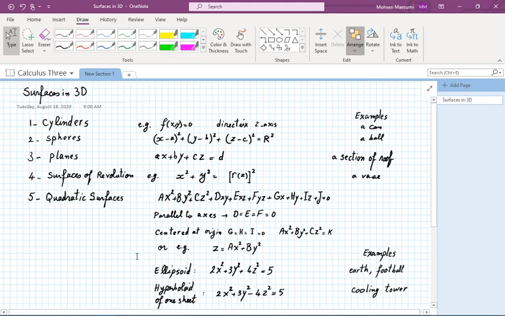So today we are going to have a brief overview of this section in chapter 8, surfaces in 3D. I have listed some of the surfaces presented in this section, and I've listed them in the order that I think is easiest for you to follow.